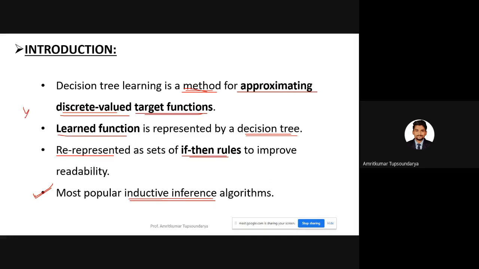Discrete values are yes or no, right? Or zero or one, positive or negative values. In this, the learned function is represented in the form of a decision tree. In simple terms, for more readability for humans, if they want to read this decision tree, it can be represented in the form of if-then rules also, right? So that's what I said, that it is the most popular inductive inference algorithm.